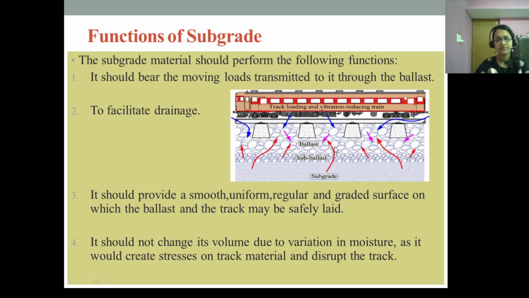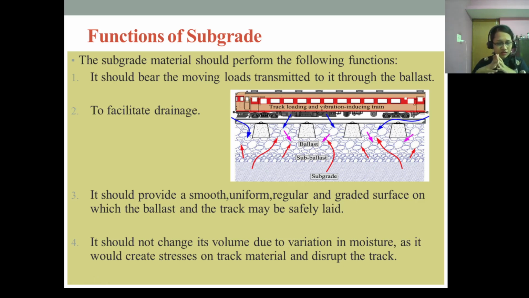Then it shall provide a smooth, uniform, regular and graded surface on which the ballast and the track may be safely laid. It shall not change its volume due to variations in moisture, as it will create stresses on the track material and disrupt the track. So we can say it provides stability to the track. It shall not change its volume, as I told, due to variations in moisture.